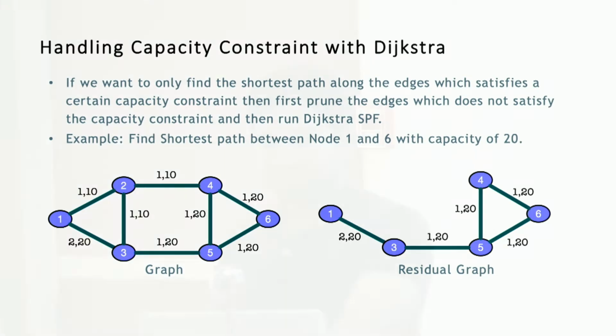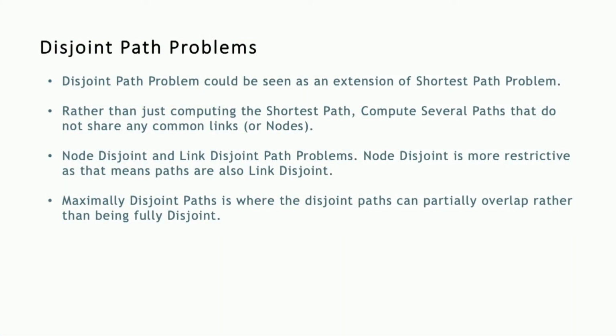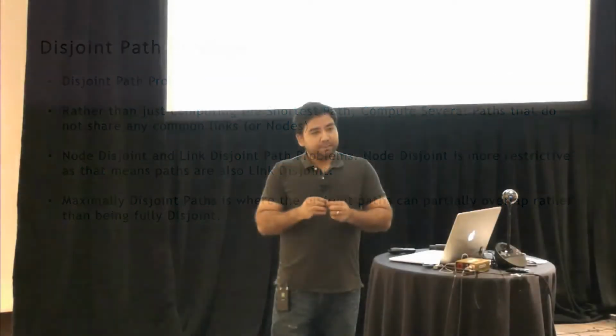Good. All right. The third problem we're now going to look into is the disjoint path problems. Disjoint path problems are going to be a lot simpler than what you have seen so far, if you feel that was too much. It's basically you have a source and destination, and you have to find n number of paths. Let's just say two paths. Pick up the first shortest path, and then figure out another path, which is totally disjoint. There are two kinds of disjointness. One is node disjoint, and the other is edge disjoint.